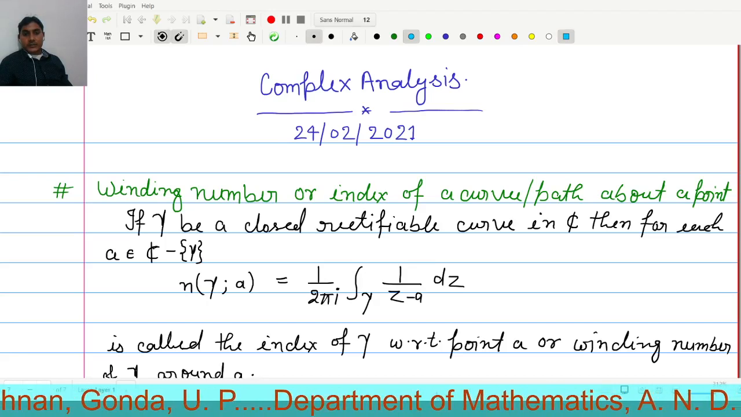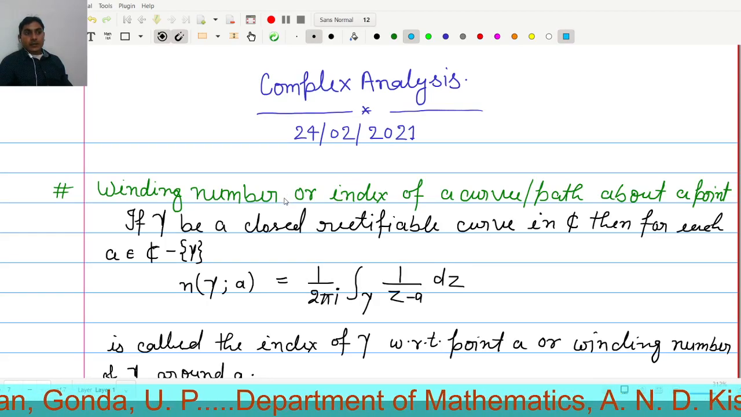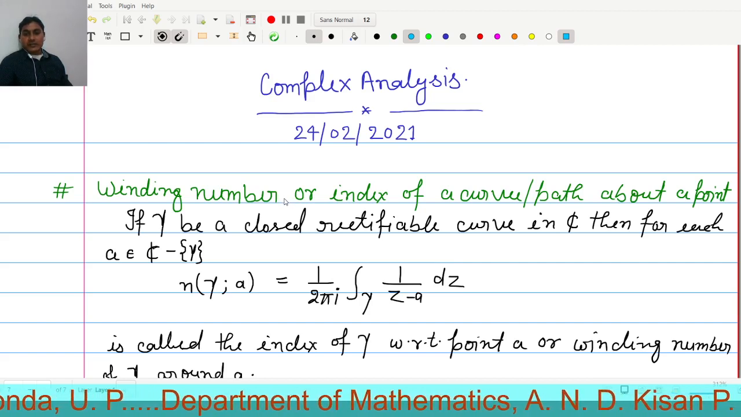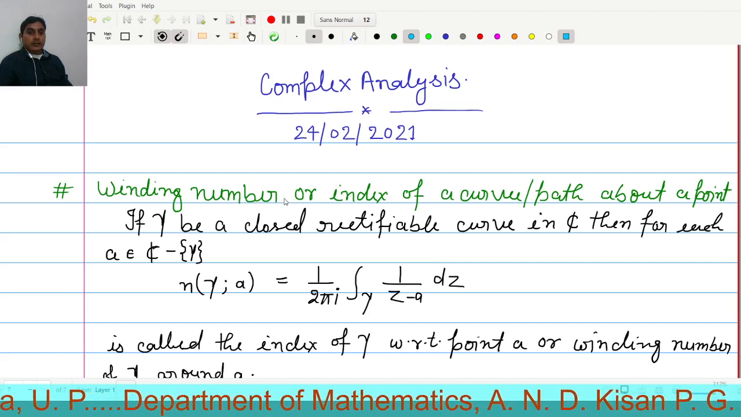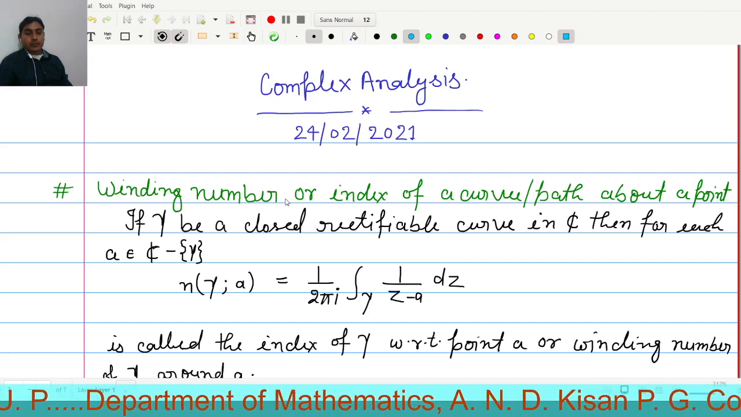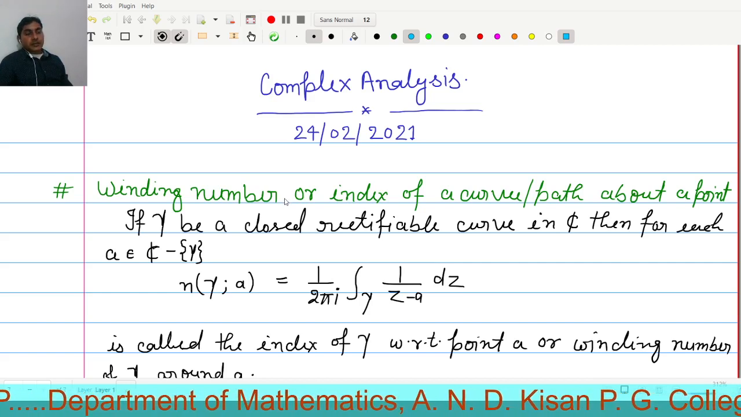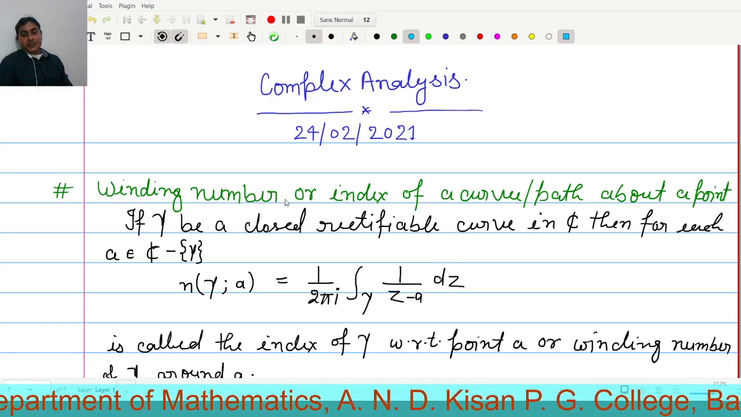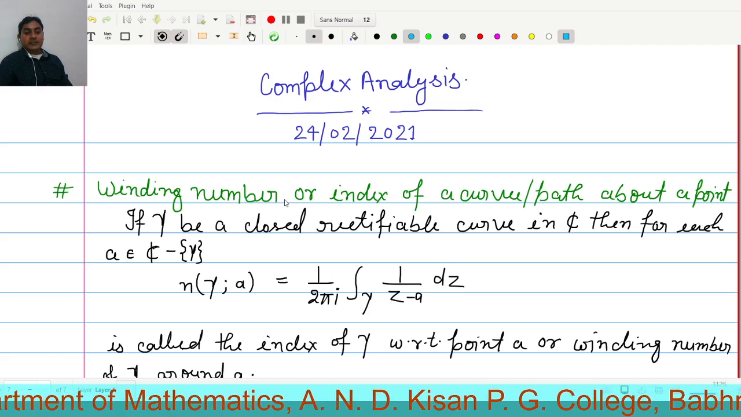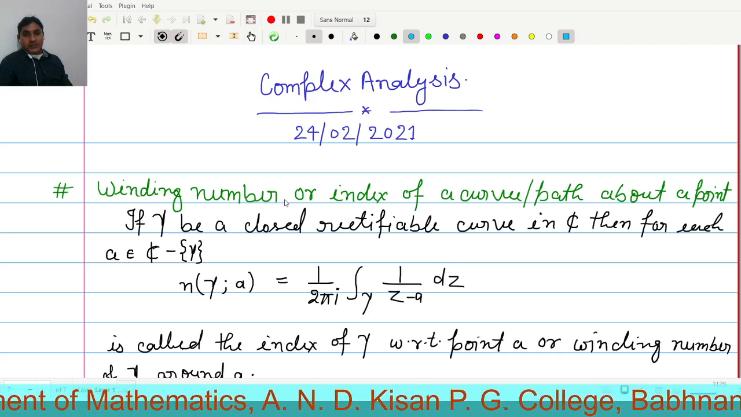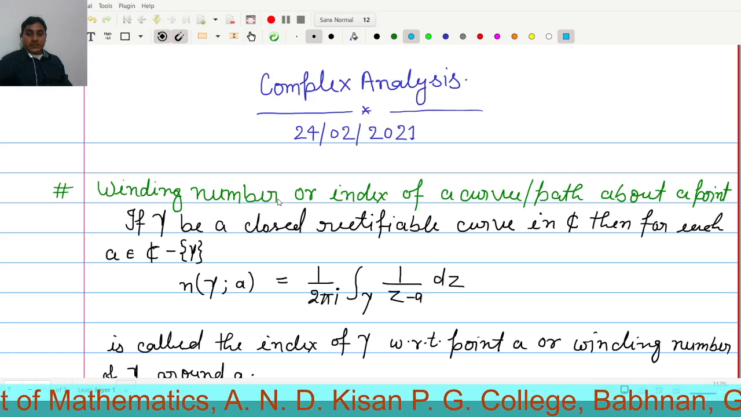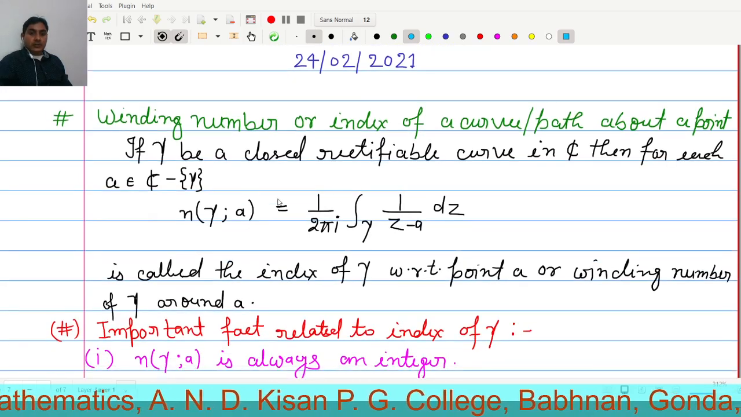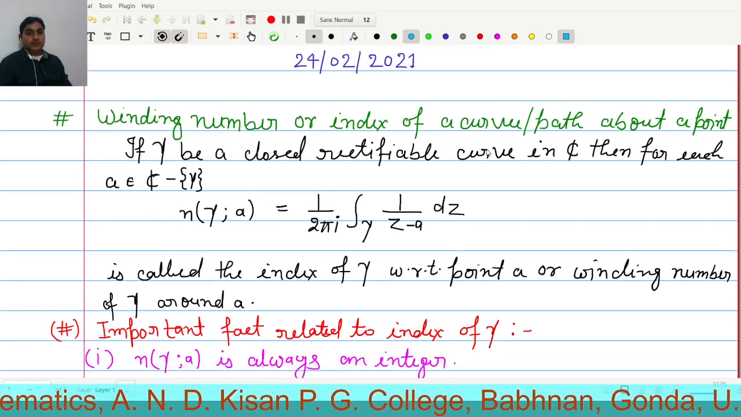Today we are going to discuss complex analysis. In this one, we discuss winding number, index of a curve about a point. Basically, in this particular lecture, our aim is to discuss Cauchy integral formula or Cauchy theorem. But before proceeding further, we define a few things. First one is the winding number. What is the winding number of a particular curve?